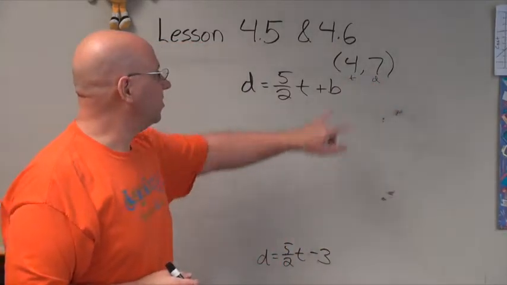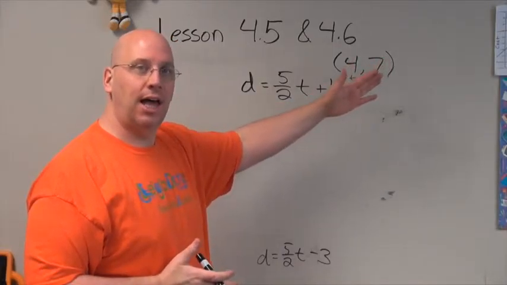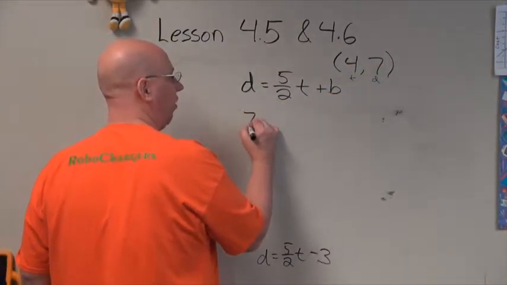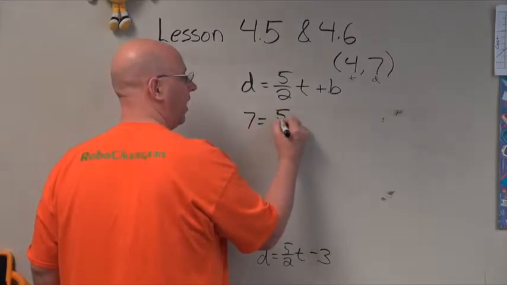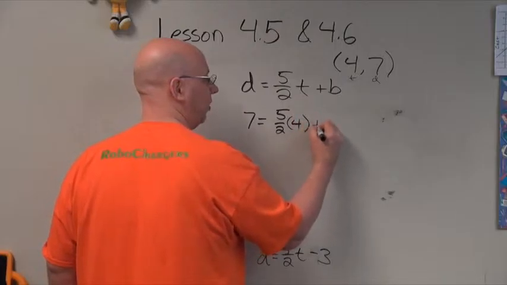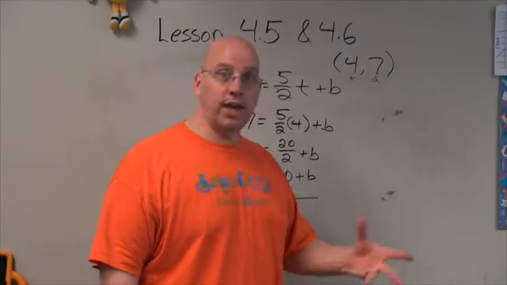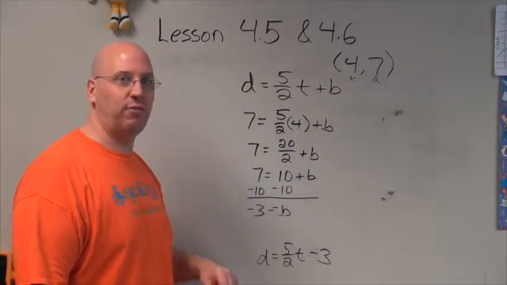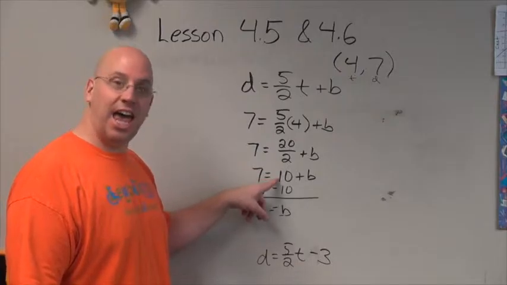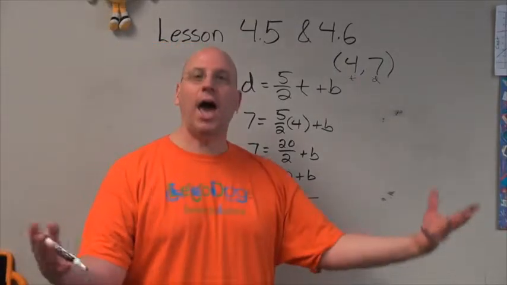And what I could do is substitute these points, because those points have to be on the line. I could substitute them into the equation and solve for b. 5 over 2 t, which is 4, woo, that looks messy, plus b, and then I could solve for b. So I took 4 times 5 over 2, and 4 times 5 is 20 over 2, that becomes 10, then I subtract 10 from both sides, and b is -3, and wow, it works!